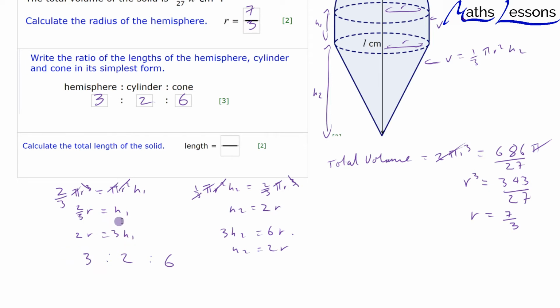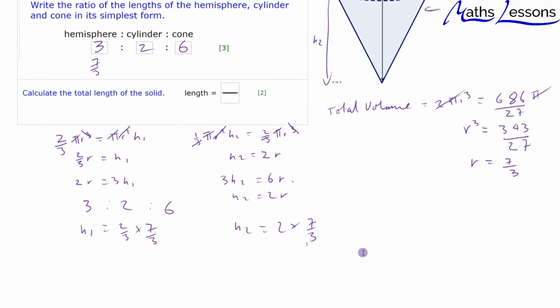Now, we want to calculate the total length of the solid. Now we know that the radius is equal to 7/3. So if we know that the radius is equal to 7/3, then h1 will equal, let's just write it below here, it makes more sense, 2/3 times 7/3. And h2 will equal 2 times 7/3.